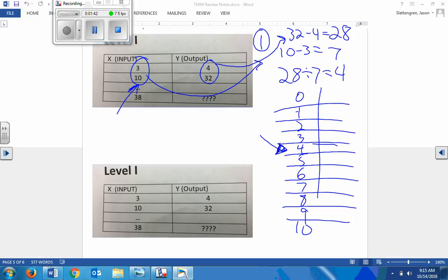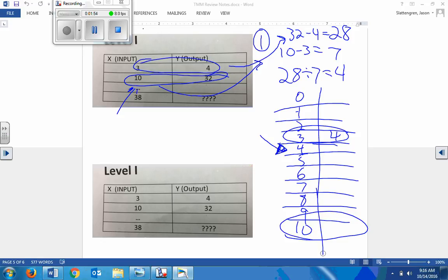So you're going to erase these. At 3, we're at 4. Then at 10, we're at 32. We found our slope, right? Our slope is 4. So let's see if it is. 8, 12, 16, 20, 24, 28, and sure enough, the next one's 32. So we do know the slope is 4.